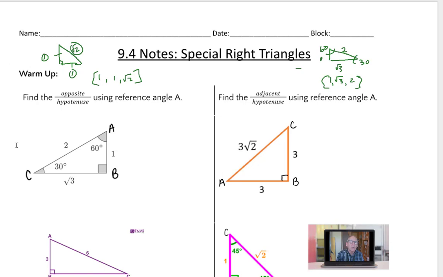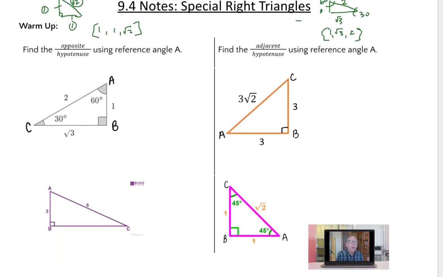So let's see how this works with these others. Looking at this example here, we've got a 1, square root of 3, 2 basic ratio. And if we go down and look at the one below it, we've got a 3 and a 6. This side here is going to be 3 square root of 3. 3 times 2 makes the 6. 3 times radical 3 makes the 3 radical 3.